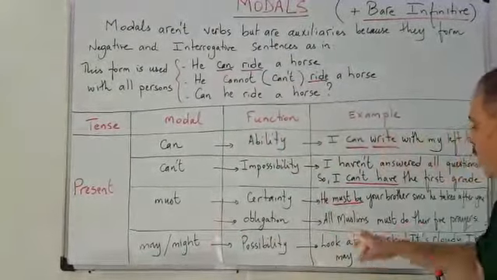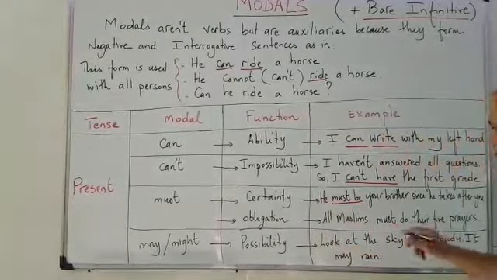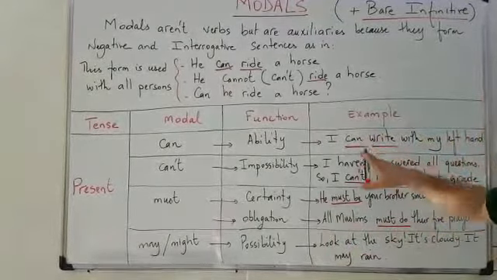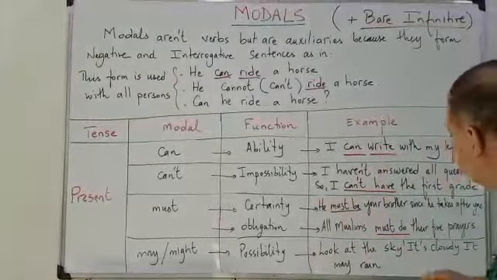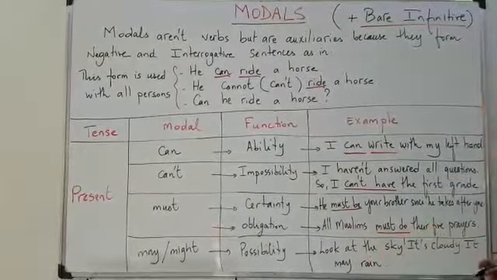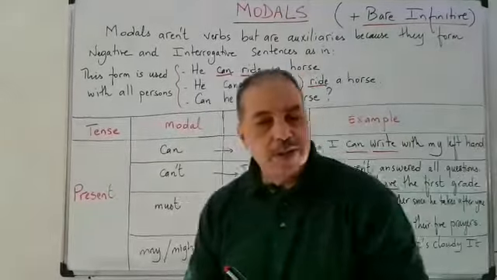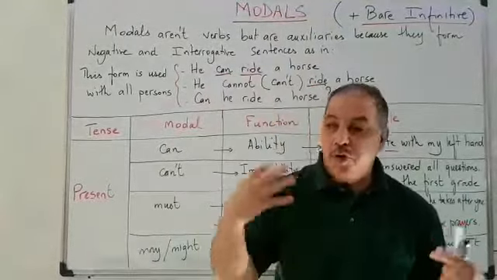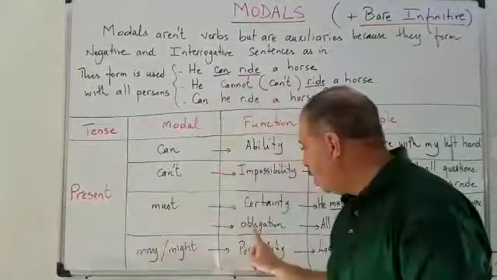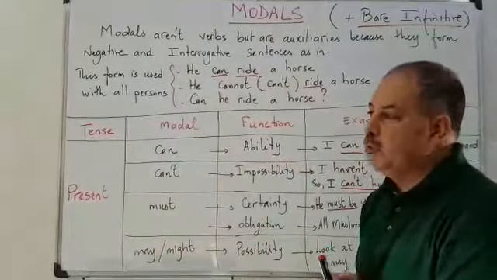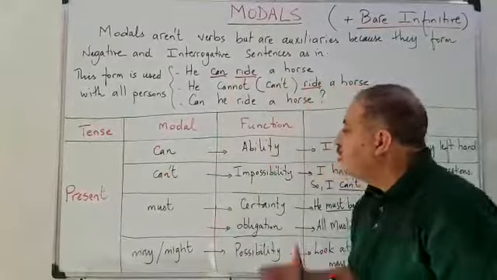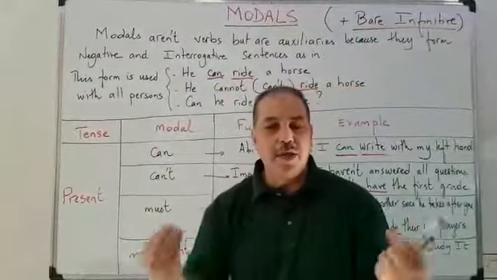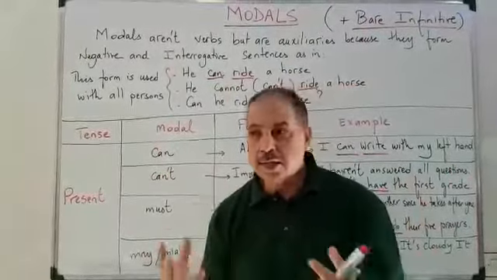For example, all Muslims must do their five prayers. Notice here, after the modal we have the verb in the infinitive, but without to. المسلمين كافة واجب عليهم obligation يصلوا الخمس صلوات في اليوم. So this is in the present. فاش كنتكلموا على السياق كيكون الحاضر.